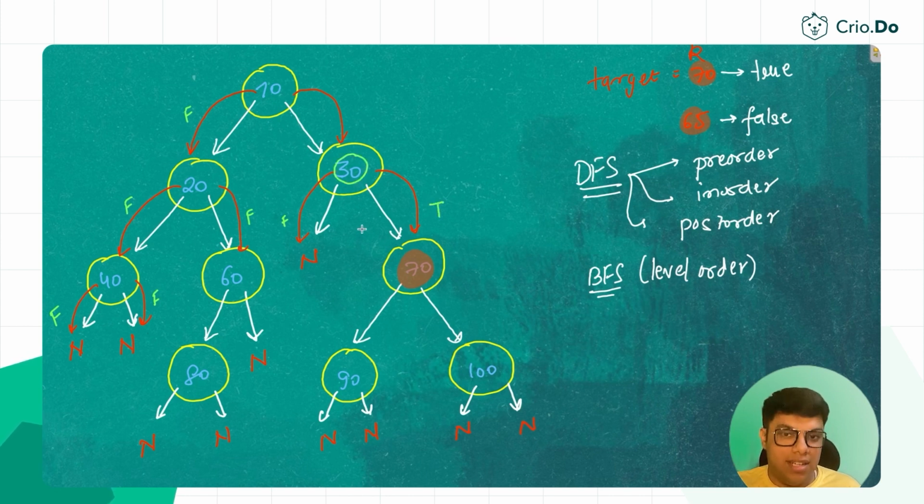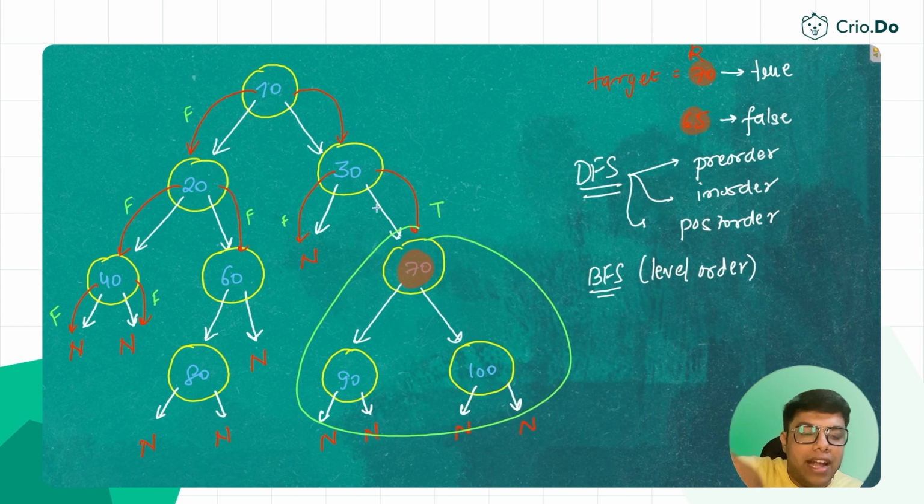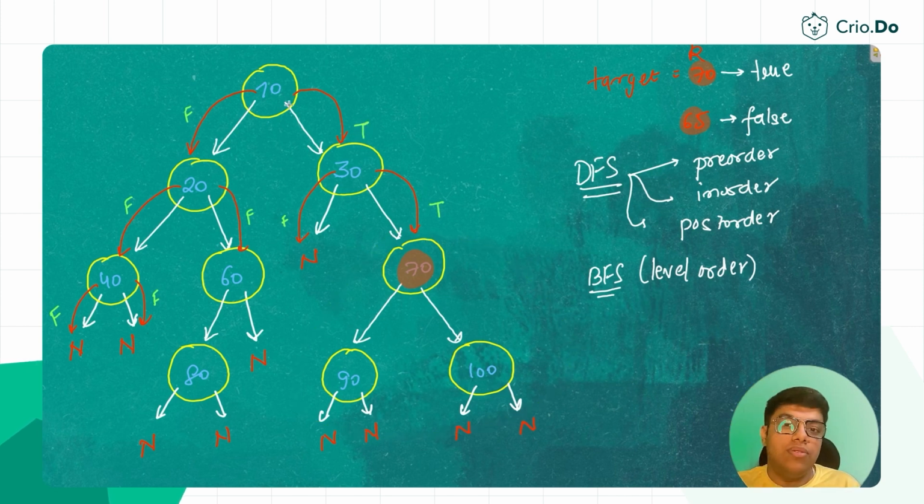30 will also say what? Since the target is present in my right child, I will return true. 10 will also say that the target is present in the right subtree, return true. So overall, I am able to say that target 70 is present using the pre-order, in-order or post-order traversal. That is a depth first search traversal.